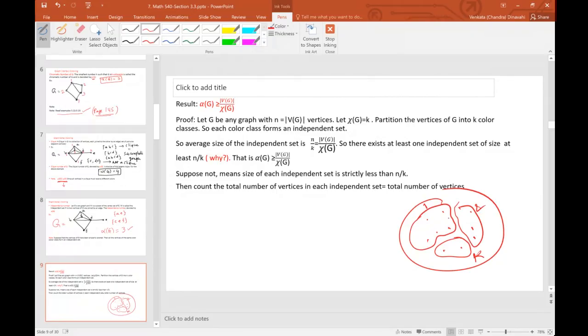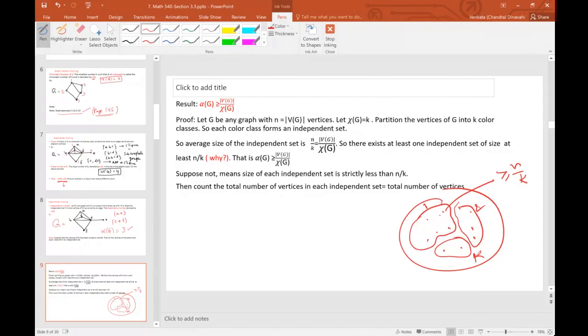Please remember each color class is an independent set because they all have the same color. There are no edges between any two of them. So there are total n vertices and you divided them into k pieces. So on an average, the size of each piece is going to be n divided by k. There are n things and I'm dividing them into k pieces. But there should be at least one set whose total number of vertices is at least n over k. That's what I am saying.